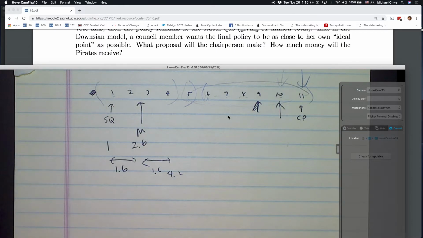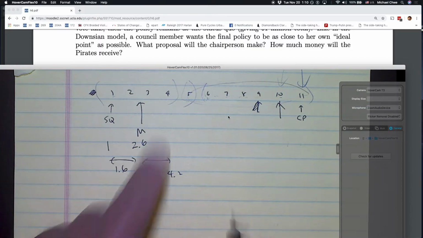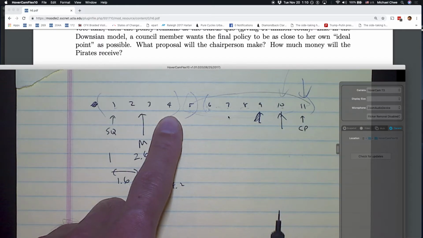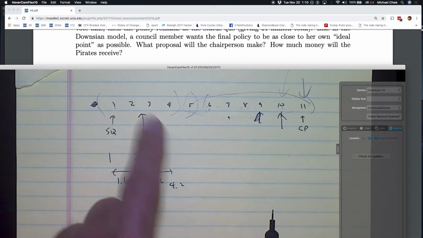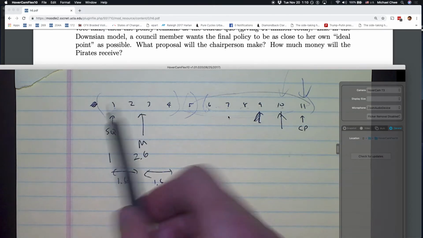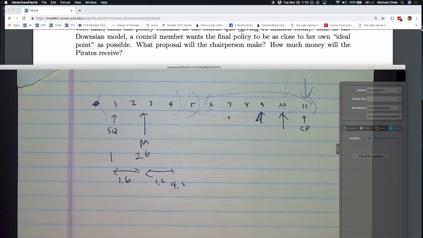So if you're the city council person, what are you going to propose? 4, right? Will 4 win a majority, by the way? Basically, almost everybody will vote for 4, and 3 too. The only people who won't vote for 4 are like 1 and 2. Exactly. Okay, so that's that.